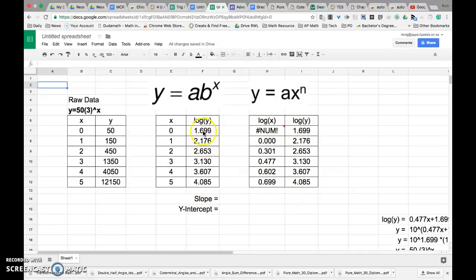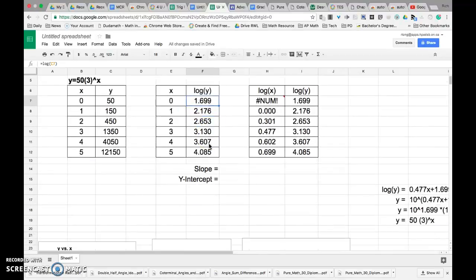The way to do this, by the way, folks, is you can just put formulas in to take the log of these cells over here. If you need any help, I'll help you with that. Using spreadsheets and formulas in spreadsheets is a really important skill. Okay, so let's go down.